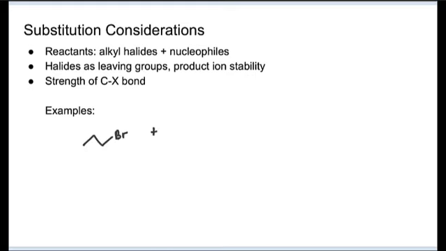Here I have an alkyl bromide, and I'm reacting with a nucleophile. This is a good nucleophile. It's stable, and yet it wants to attack something partially positive, as we discussed in the previous video. So I've found my nucleophile, it's this oxygen, and I've found my electrophile. It's the partially positive carbon atom of my alkyl halide.